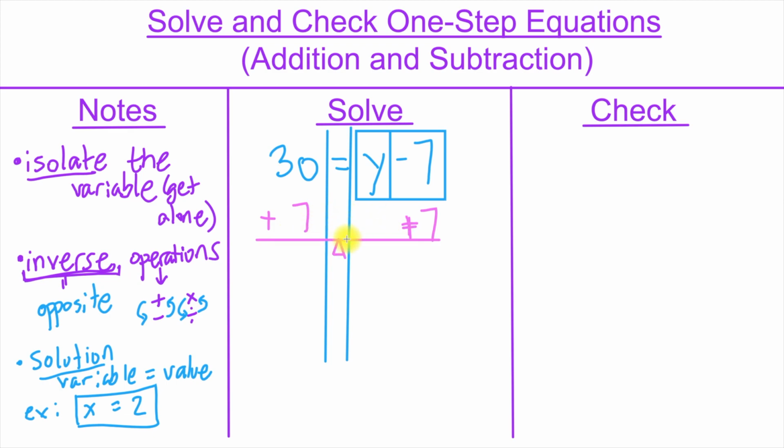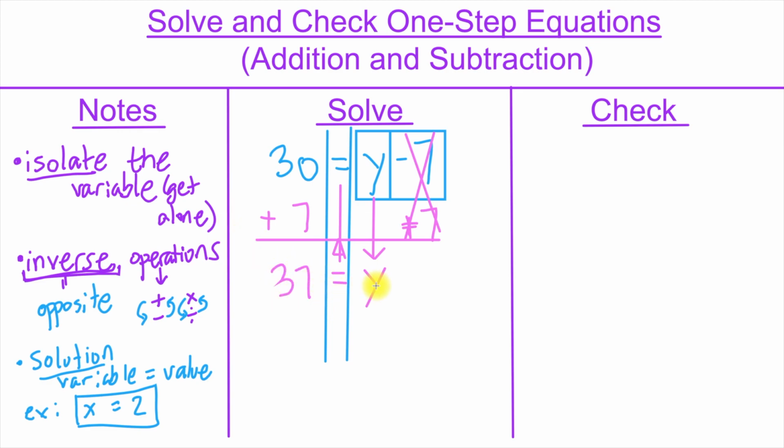And now that my equation is balanced, I'm going to cancel out my 7's because 7 minus 7, or even negative 7 plus 7, that will just give me 0. So I can cross that off. That cancels out. And I can now bring down the y so that it's by itself. I can also bring down my equal sign. And then I've got 30 plus 7, which is simply 37.